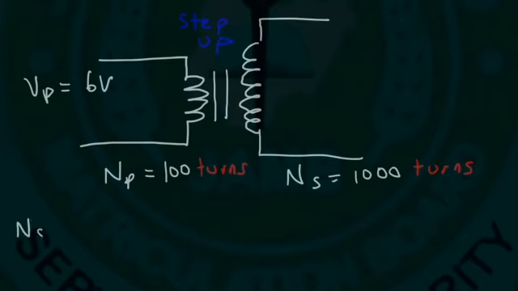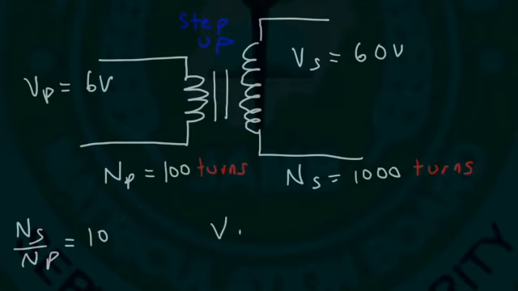Notice that the ratio between NS and NP is 10. 1,000 divided by 100 is 10. So the voltage will increase by a factor of 10. The voltage at the secondary coil will be 60. When the voltage goes up, the current goes down, such that the power will be the same for an ideal transformer if it's 100% efficient.